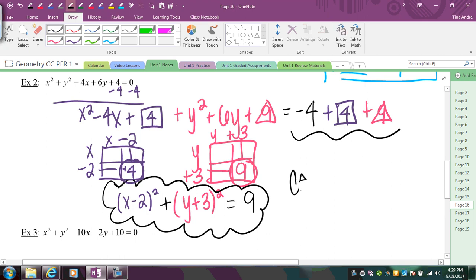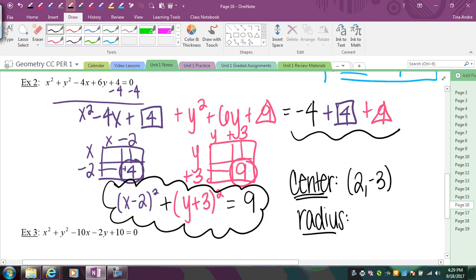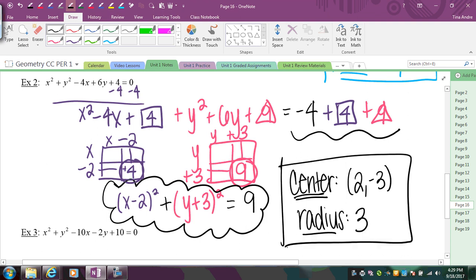And then for the center, we flip our sign, so it's going to be 2, -3. And then for the radius, square root the 9, and you get 3. So that's really it. So that's the process.